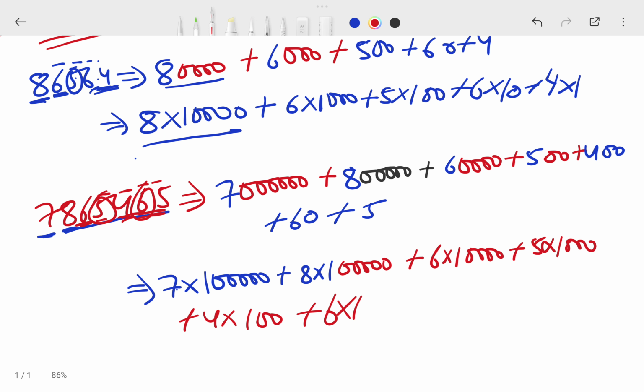Write 6 times 1. After the 6, how many digits? Put a 1 and a 0. After that, 5 is given. 5 times 1. After that 5, how many zeros? There are none, so write it like that only. Over. So generally this is the only thing.